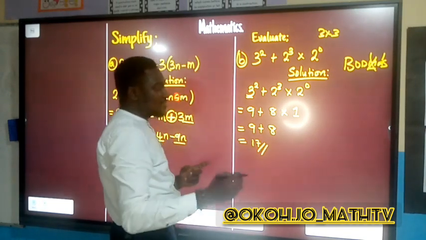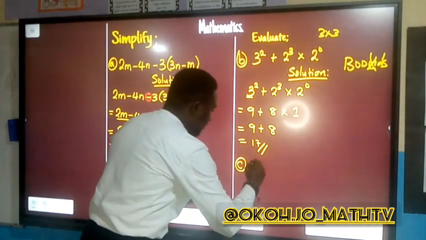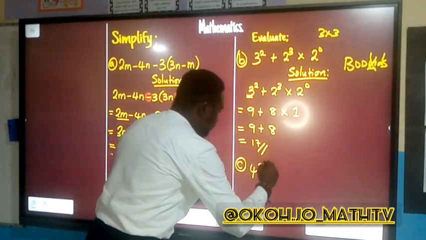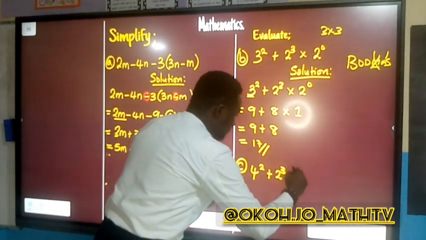So please, in your leisure time, can you do this for me? Let's assume that you have 4 raised to power 2 plus what? 2 raised to power 3 times 4 raised to power 0.